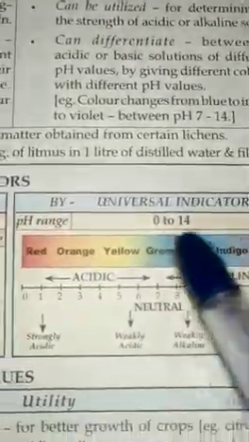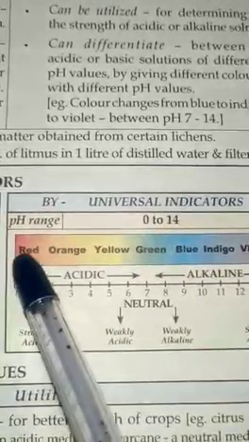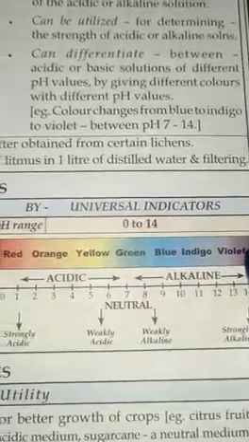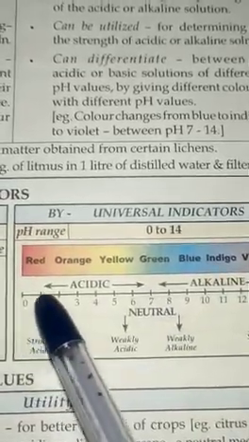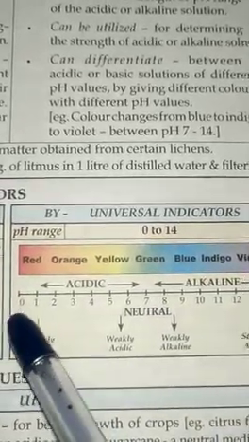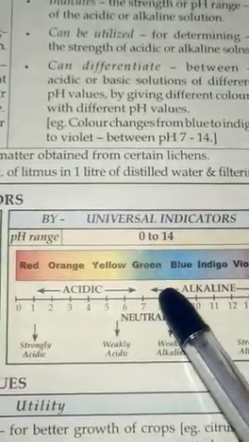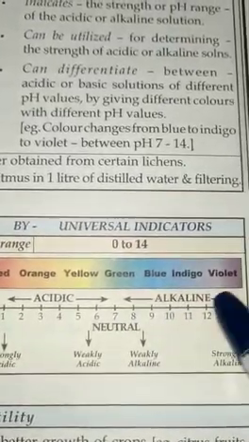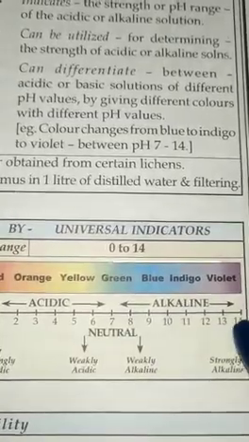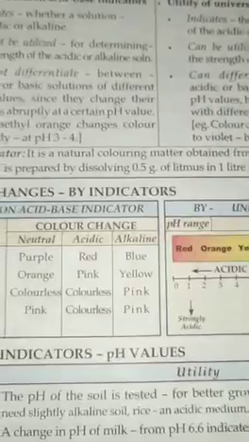Now universal indicators. This is the pH range from 0 to 14, and colors are given here from red to violet. If 0 to 7 is the range, it means that it is acidic. Here it is strongly acidic. Okay, and at 7 you know it is neutral. Here it is weakly acidic, and here it is weakly alkaline. Then from 7 to 14 it's alkaline. Okay, so here it is strongly alkaline. So this is the color change by the different indicators.